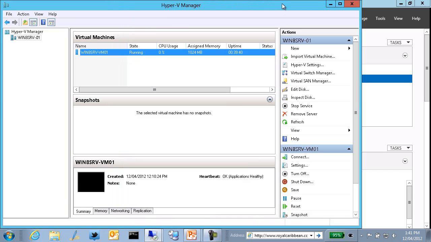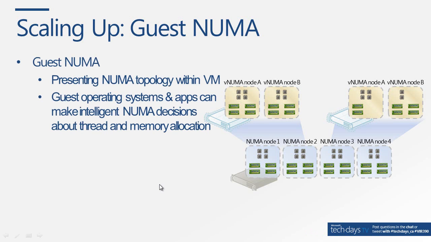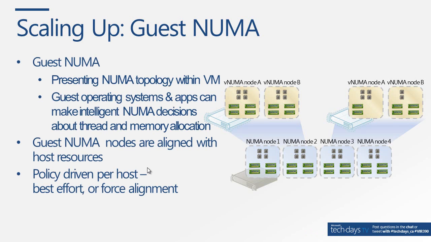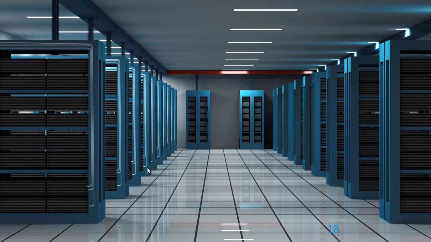All right, so let me go back to the slide deck itself. Again, presenting the NUMA topology within a VM is something that we do. The apps and the operating system at the guest level can now make intelligent NUMA decisions so that they can in fact do the right things. The NUMA nodes themselves are aligned to the host resources, and this can be policy driven per host, done on a best effort basis, or we can even force an alignment to say this particular VM is going to use a specific set of NUMA nodes on the physical hardware itself.